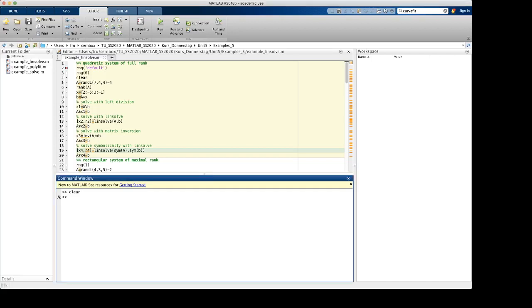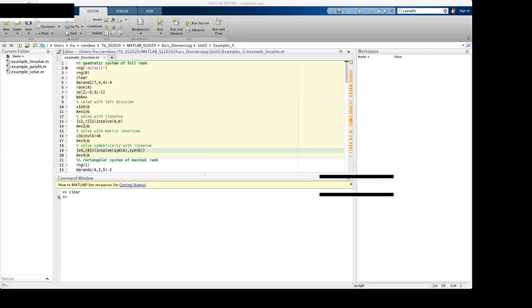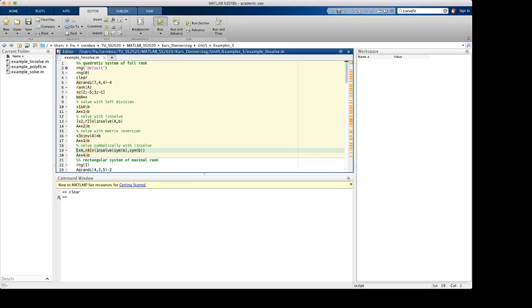In this video, I talk about the solution of systems of linear equations. Please open the example script example_linsolve, and let's put a breakpoint in line 2. We can now start the execution. We stop in line 2.